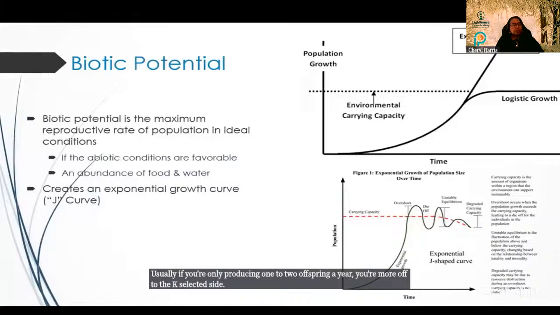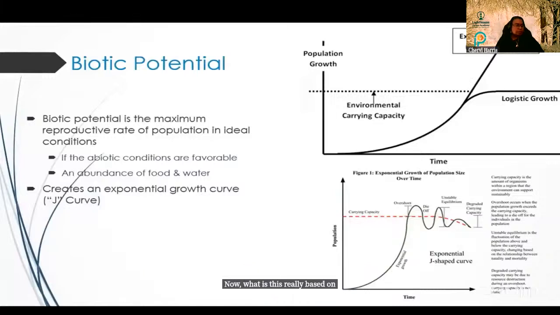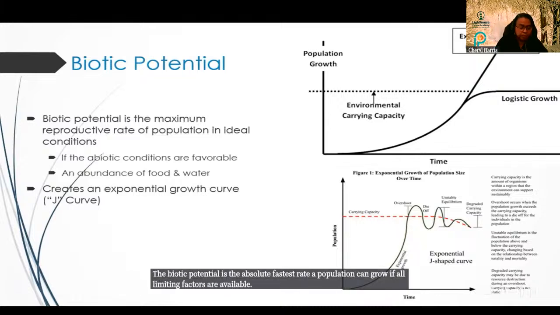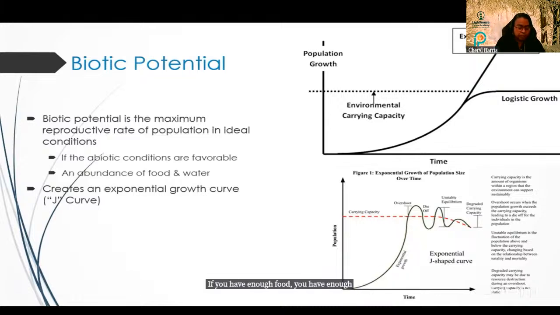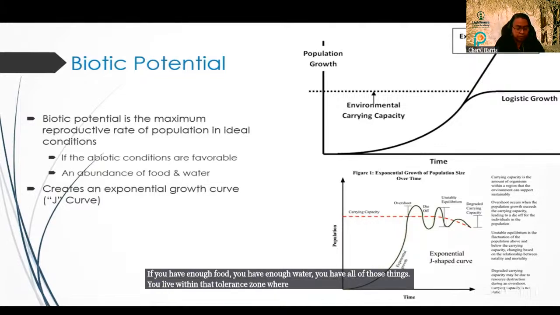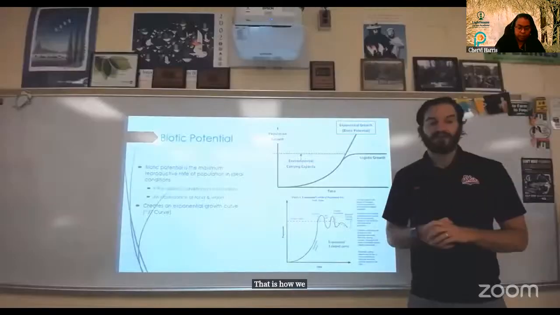Now, what is this really based on? This is based on something called biotic potential. And what we're really looking at is how fast can a population grow. The biotic potential is the absolute fastest rate a population can grow if all limiting factors are available. You have enough food, you have enough water, you have all of those things. You live within that tolerance zone where you can focus in on reproduction because you know you are safe in all the other categories. That is how we can measure our true biotic potential.